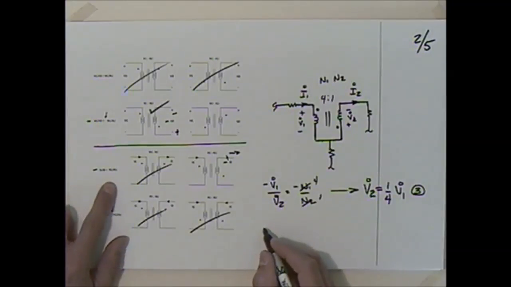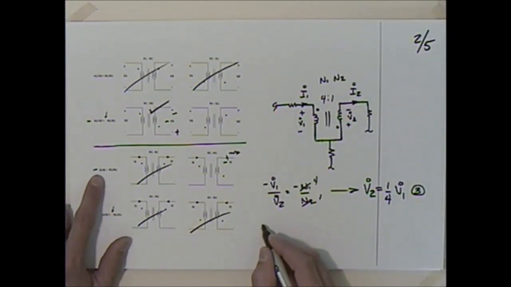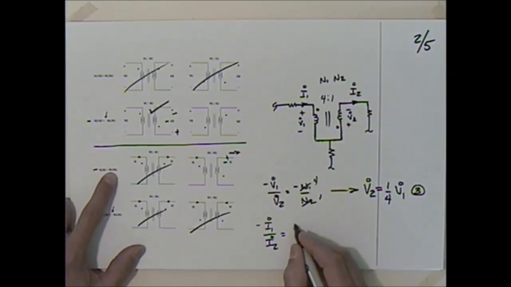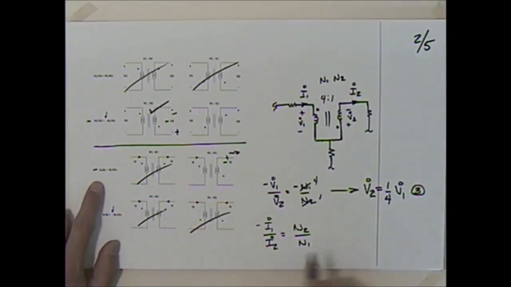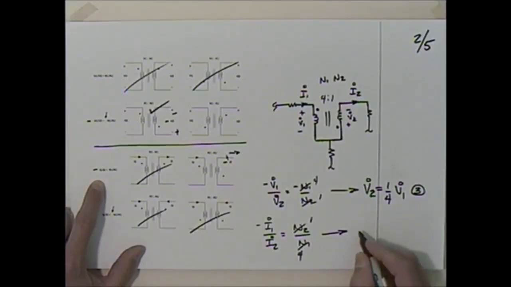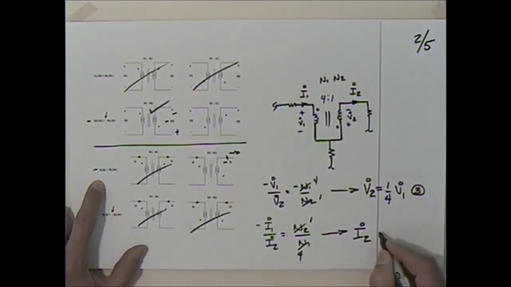So I could, if I were to take care of this, have a minus I1 over I2 is equal to n2 over n1. So if I rearrange this, what was n2? That was a 1, n1, that is 4. So rearranging this for I2, I2 turns out to be equal to 4.